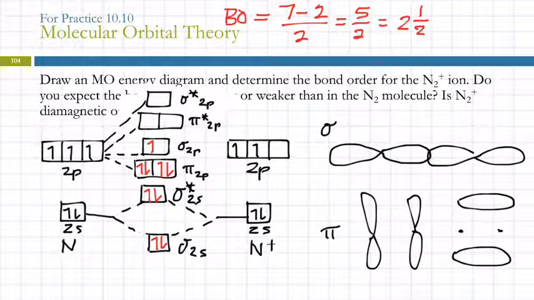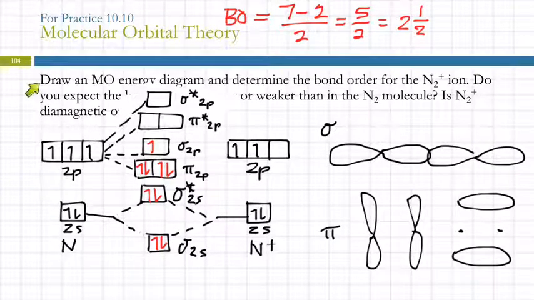The bond order for N2 was 3. Is this stronger or weaker? It's weaker because its bond order is smaller. Is it paramagnetic or diamagnetic? It's paramagnetic because we have an unpaired electron. Any questions?